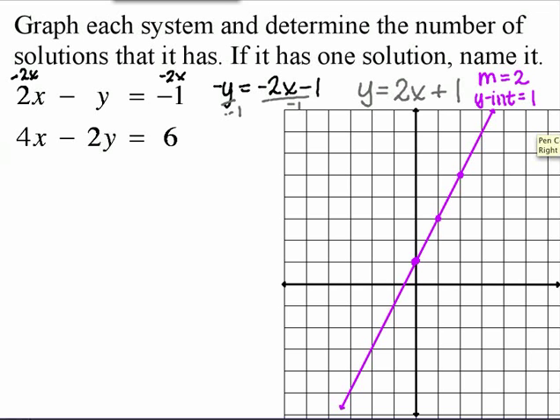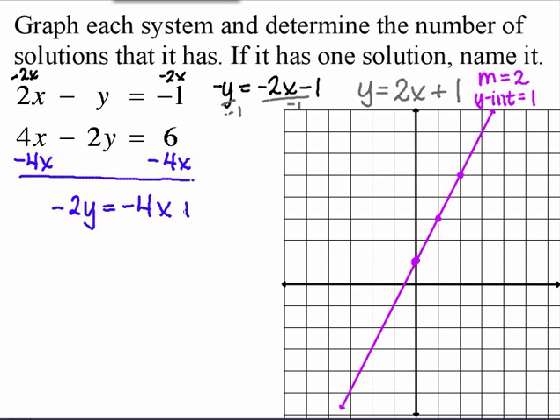Okay, on the next one, what are you going to need to do? Subtract 4x, yep. So I'm going to subtract 4x. So I end up getting negative 2y equals negative 4x plus 6. What do you need to do now? Divide by negative 2. So I end up getting y to equal 2x plus what? Negative 3.